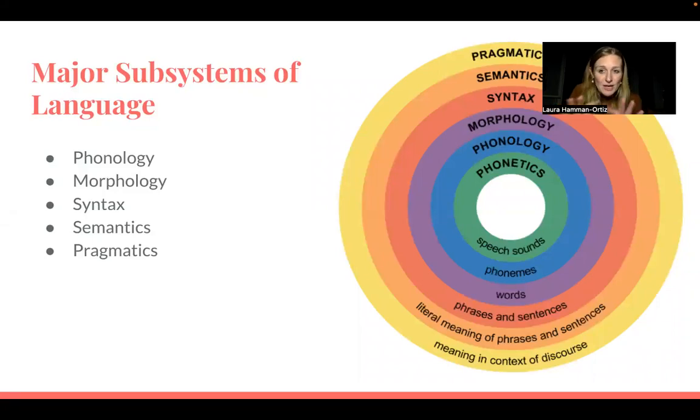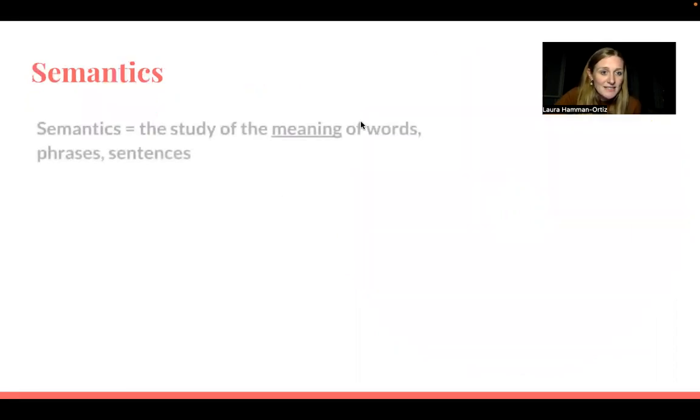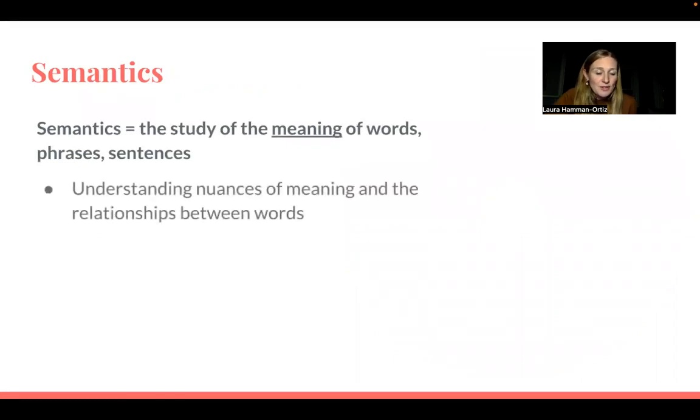So really getting into those outer rings where we're thinking about the meaning of the phrases and sentences that we're using. All right, so semantics can be defined as the study of the meaning of words, phrases, and sentences. And so essentially that's understanding the nuances of meaning within individual words and also the relationships between words.